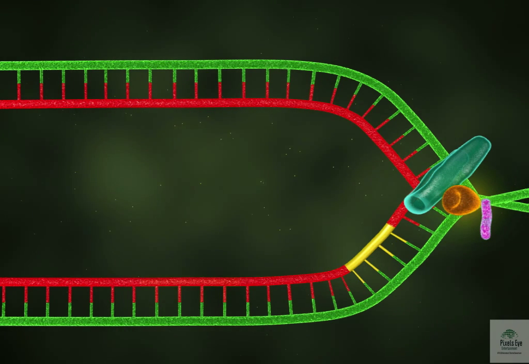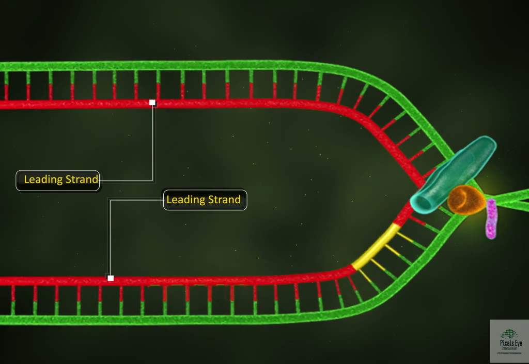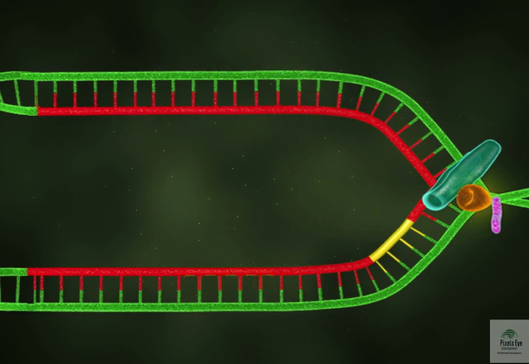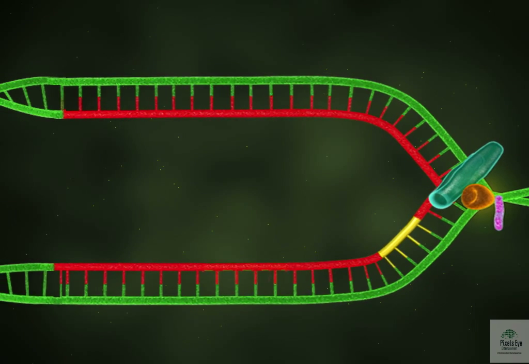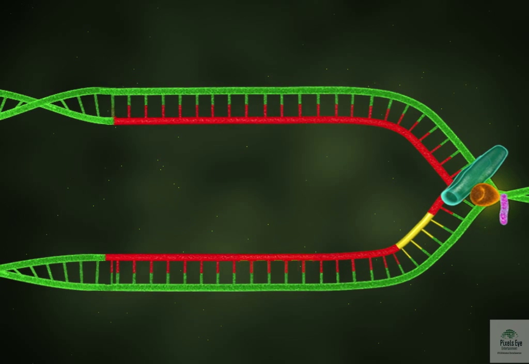The continuously formed strand is called the leading strand, and the strand synthesized in small pieces is called the lagging strand. The process of DNA replication is completed when DNA ligase joins all the short stretches of DNA into a continuous strand.